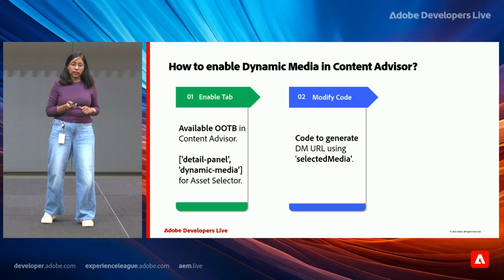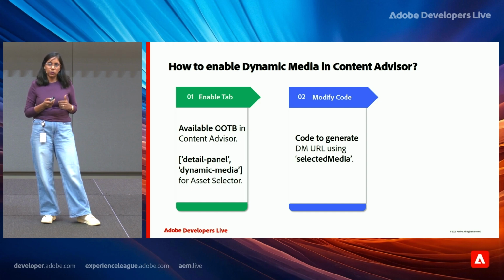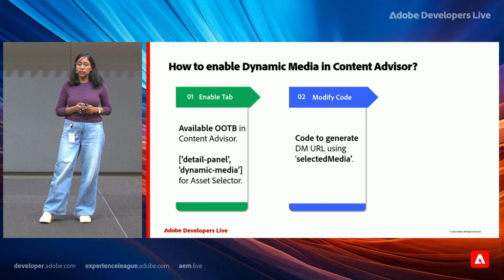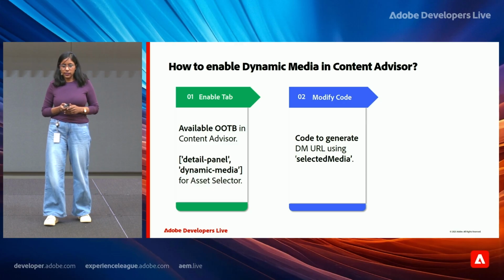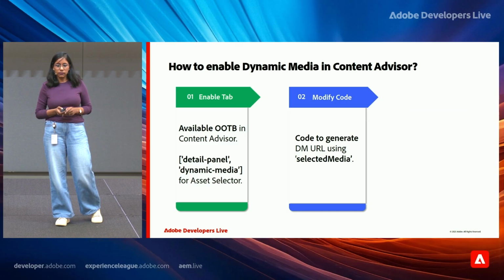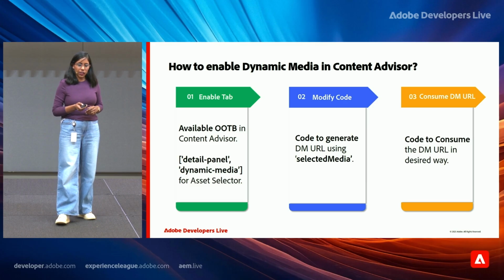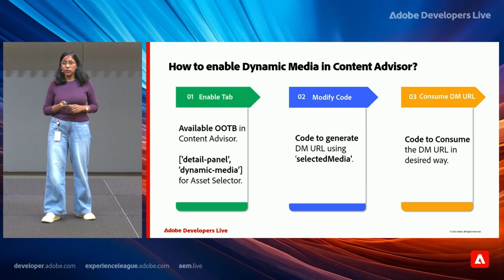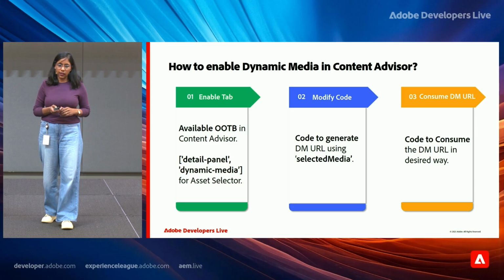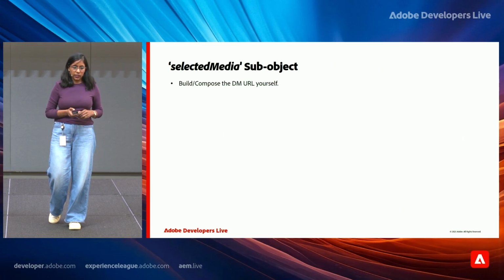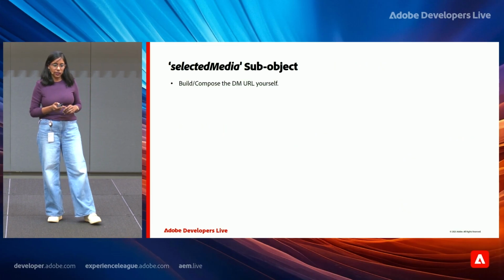The key second step is to adjust your code to be able to generate dynamic media URL using the new selected media subobject, which we have introduced as part of the handle selection callback. And once your integration code generates dynamic media URL, you can then code to consume them in the desired way. Let's quickly delve into what this selected media subobject is.